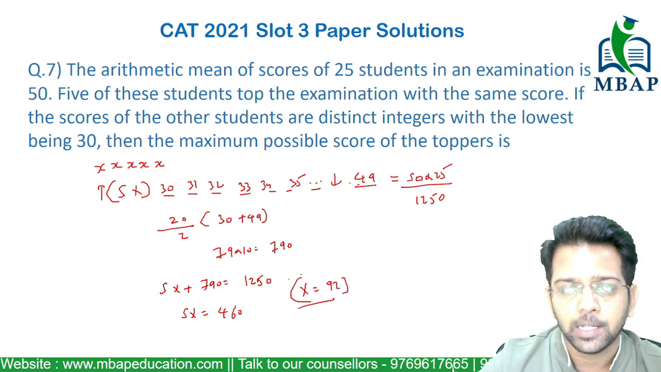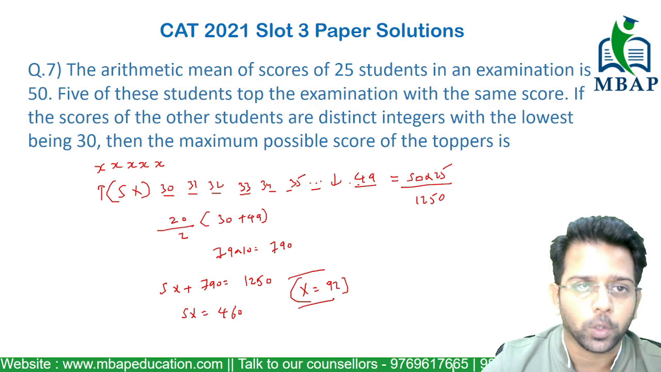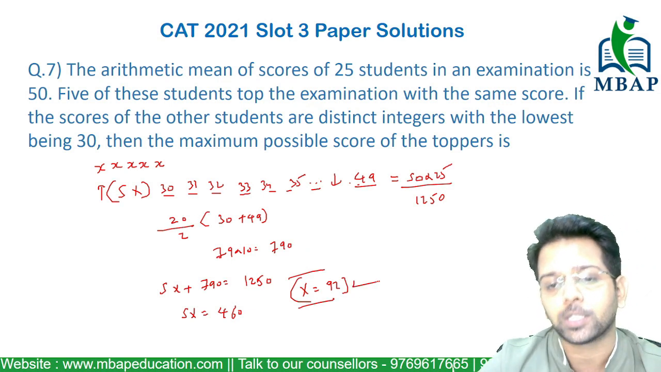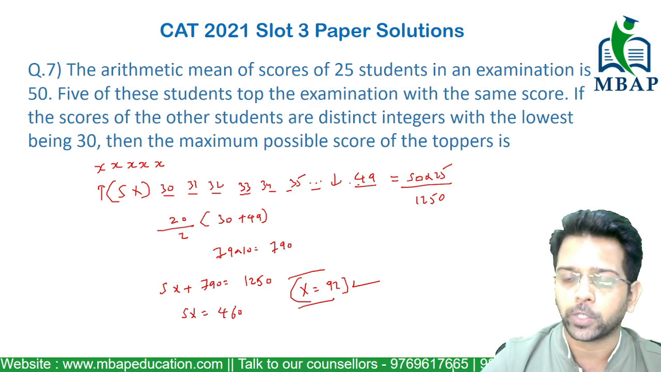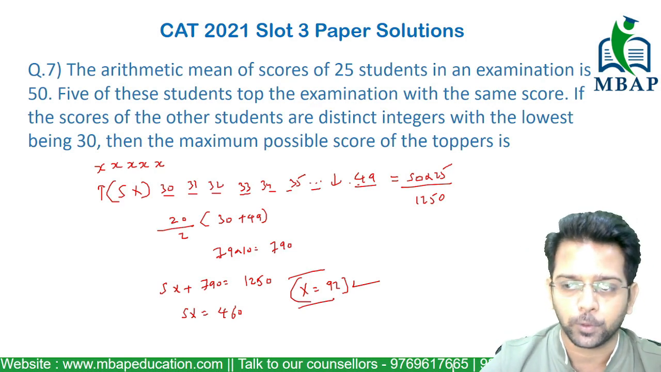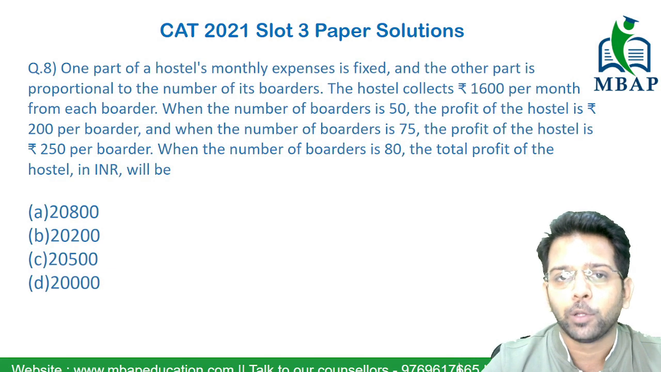It has been said all the 5 students are on the same score, so I can assume 92 itself will be my highest score, which can be given to these 5 students. Easy question. You have solved it really well also. Let's have a look at the next question.